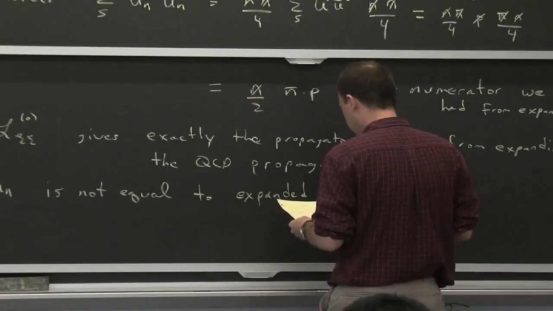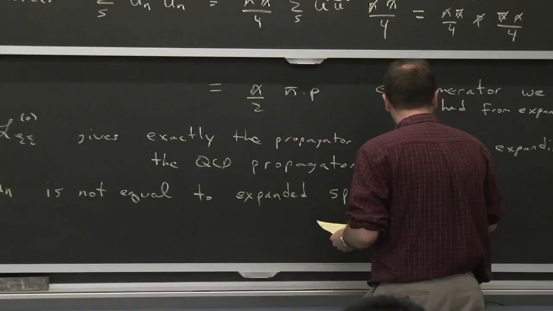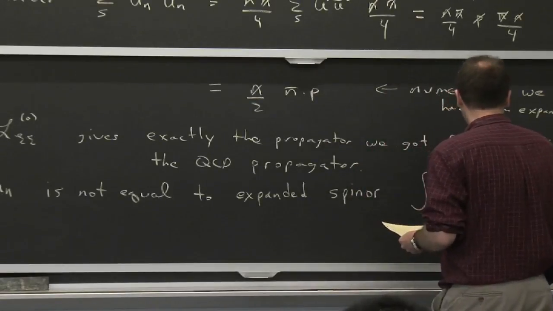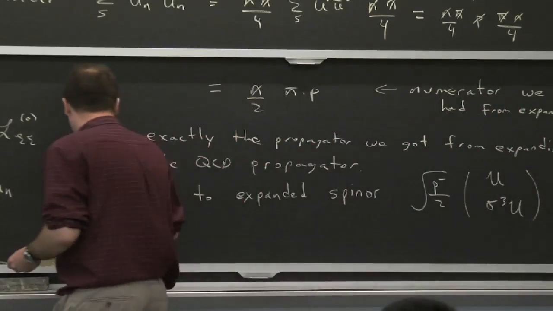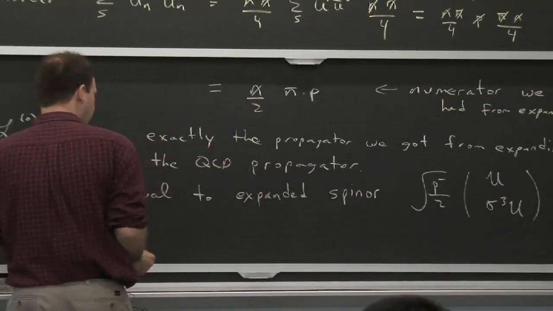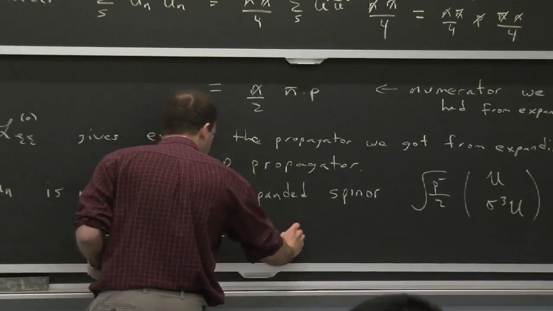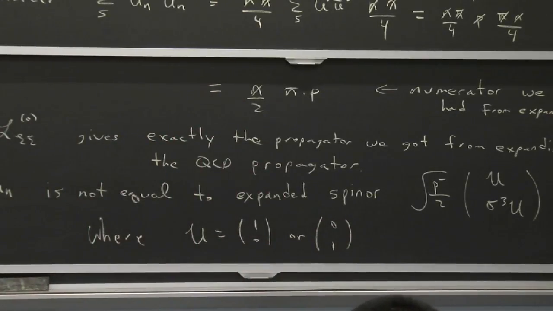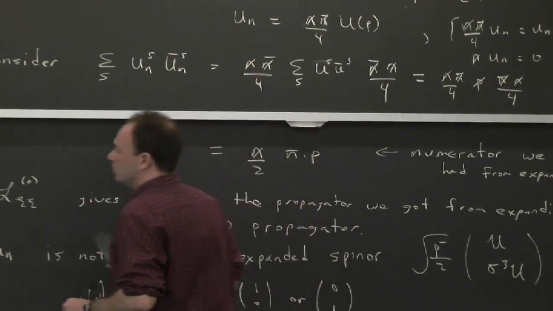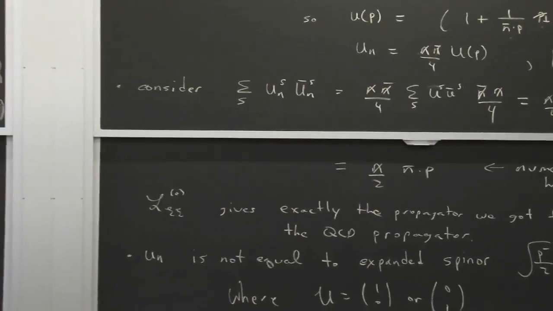So this guy is actually not equal to our expanded spinor, which, putting in some normalization, I could write like this. So this is what we got by expanding. Something like this, which is very simple, where this u was equal to 1, 0, or 0, 1 in the Dirac representation. But that's actually not what we get if we just take the formula up here and use this. So let's see what we do get.